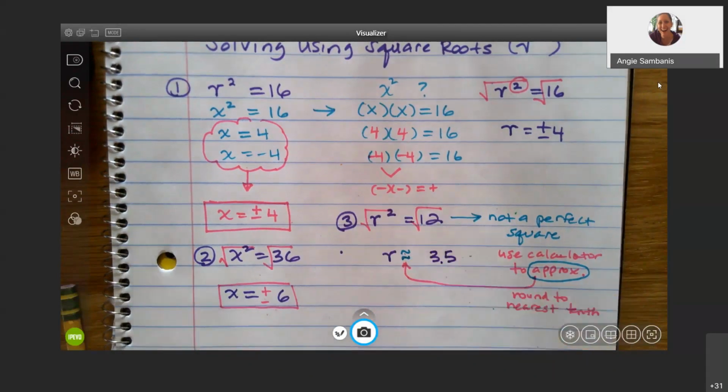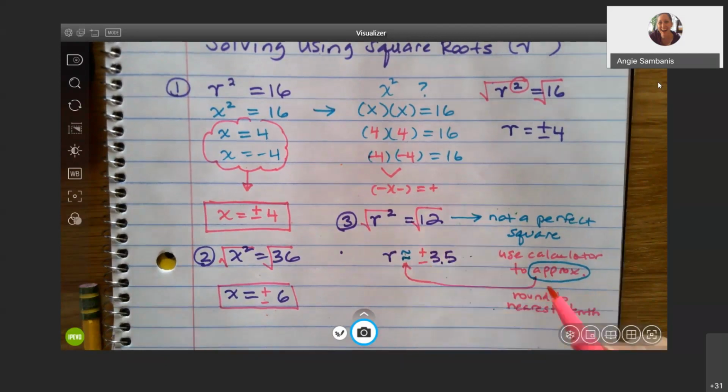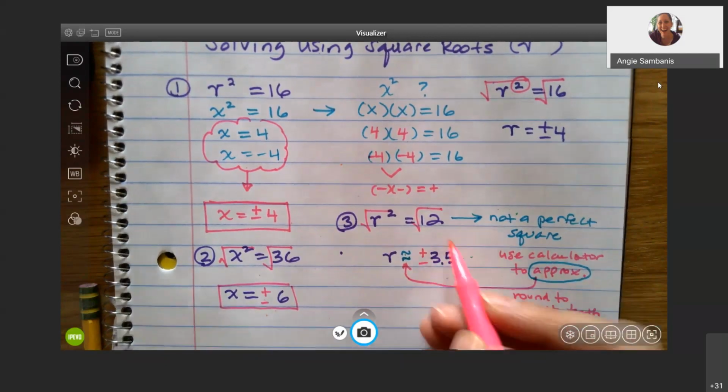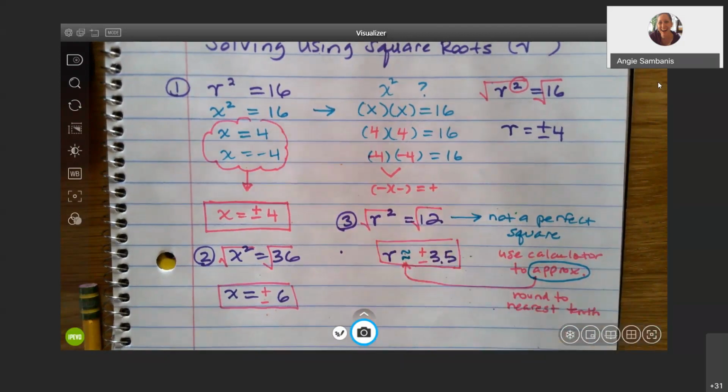And again, we use that positive and negative to show that both 3.5 times 3.5 would work, and negative 3.5 times negative 3.5 would also work. Okay, that's the approximate. We also can simplify radicals as well. So this is not necessarily what's new, but a review from that end of the card marking stuff from last year.